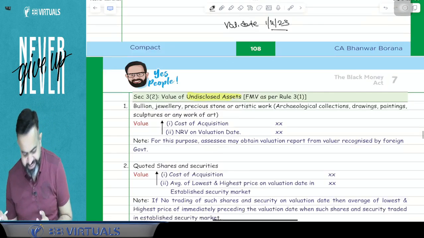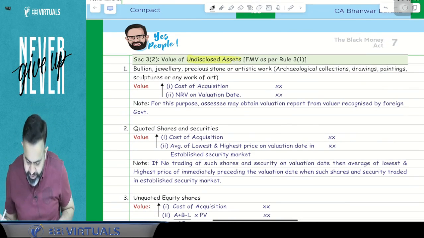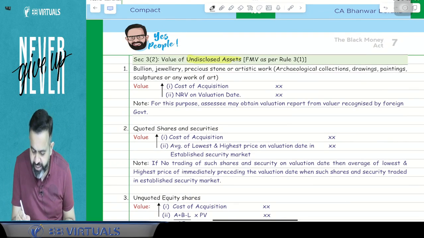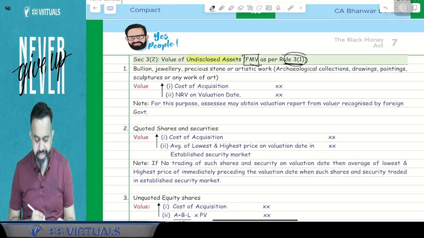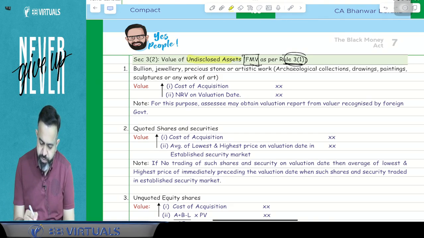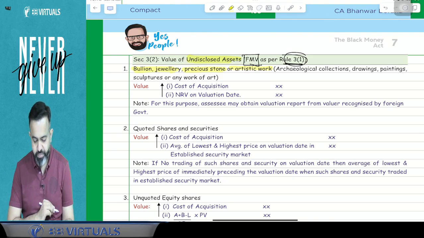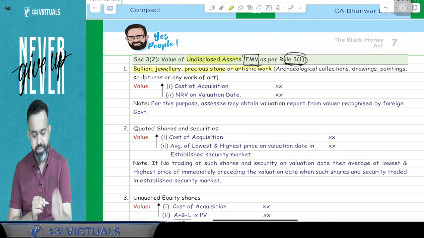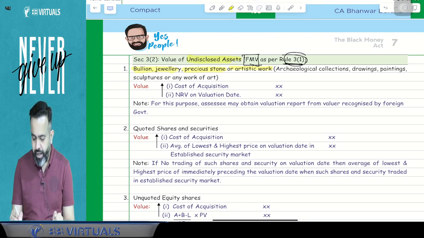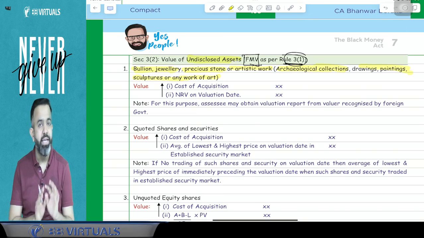So try to understand. First is the value of the undisclosed asset, meaning how we will calculate the FMV as per Rule 3.1. And Rule 3.1 says that first, in case of bullion, jewelry, precious stone, artistic work. Artistic work means archaeological collection, drawing, paintings, sculptures or any other work of art.